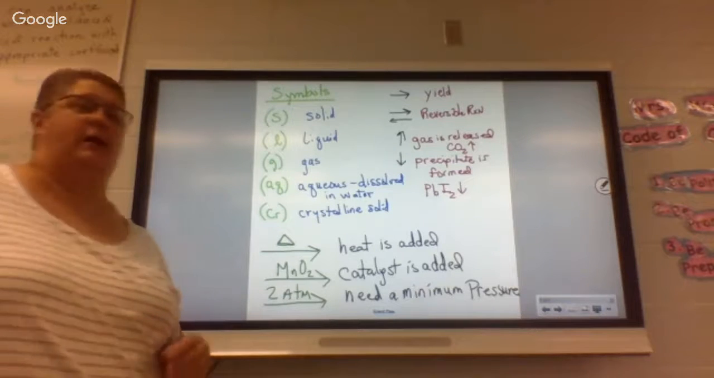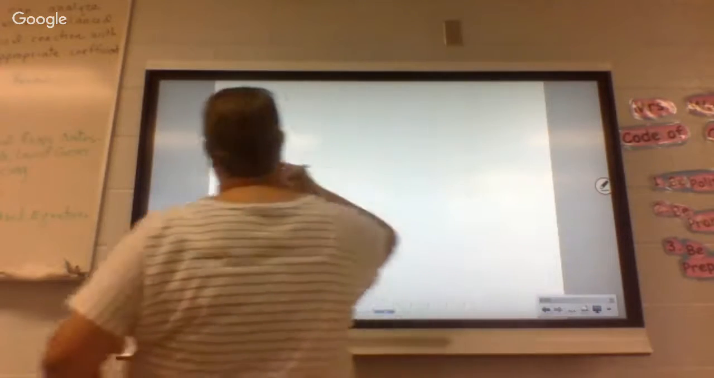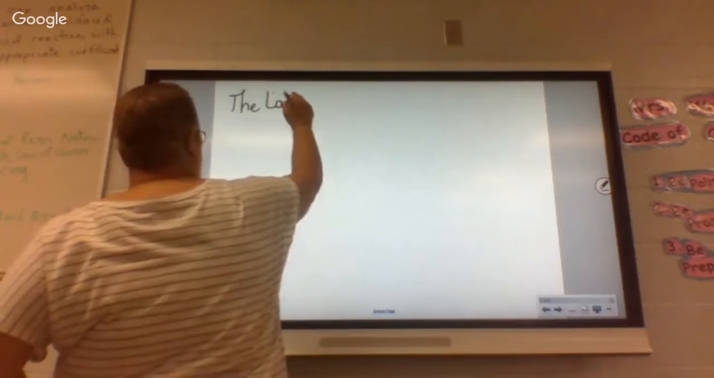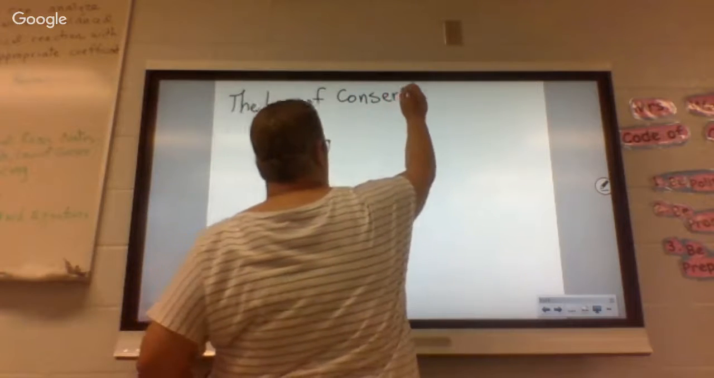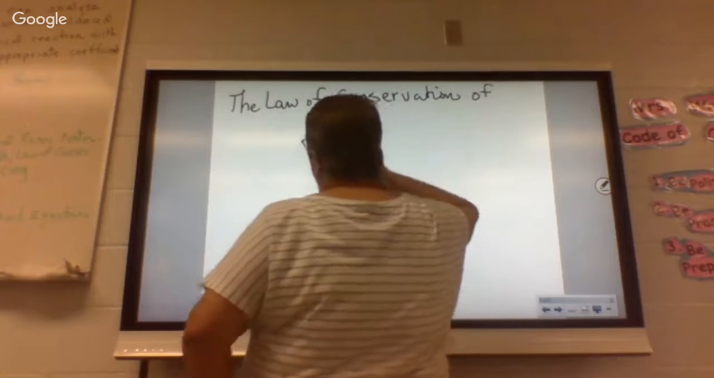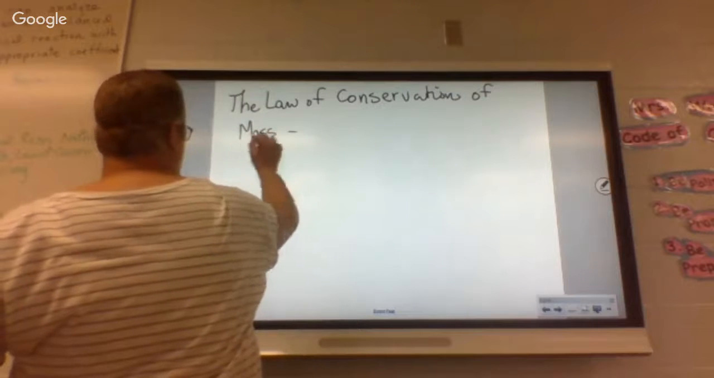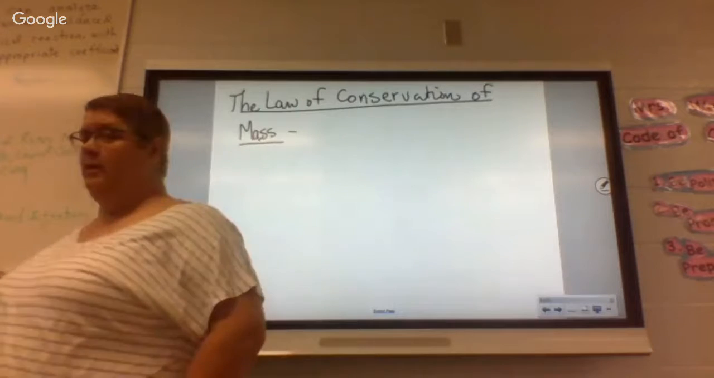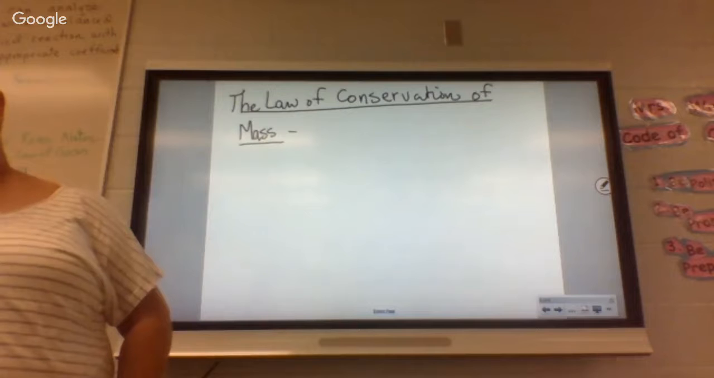All right. In order to balance equations, there is only one rule we have to follow, and it's called the law of conservation of matter. We're just going to use mass. The law of conservation can be the law of conservation of energy, mass, matter, momentum.